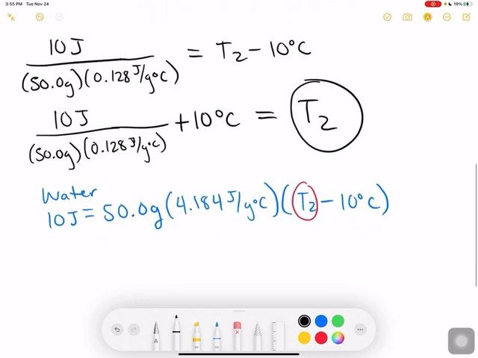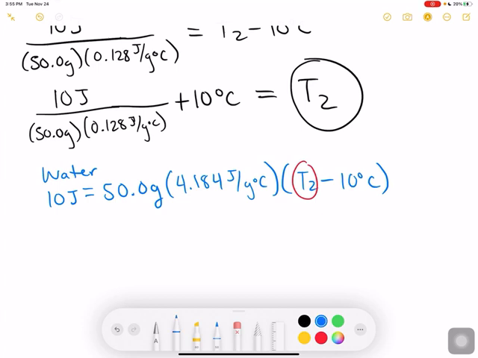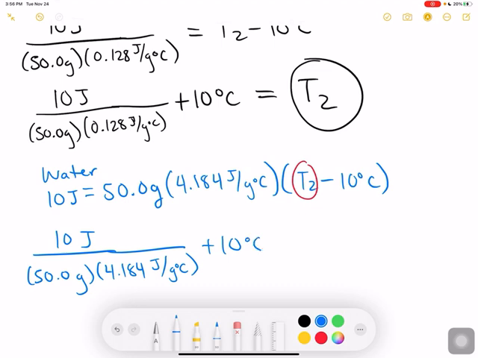Okay, and can you see that the formula is going to look the same for water? The only difference is going to be the specific heat that we're placing in here. My specific heat is 4.184 joules per gram degrees Celsius plus 10. That's going to be my final temperature of water. And over here on the top, that's going to be the final temperature of gold. Just put in the symbols. So let's go ahead and do the math.